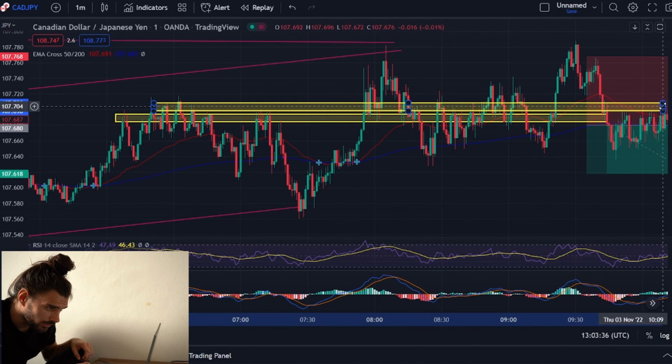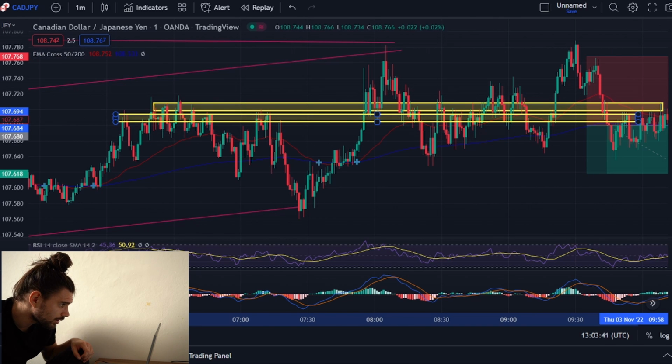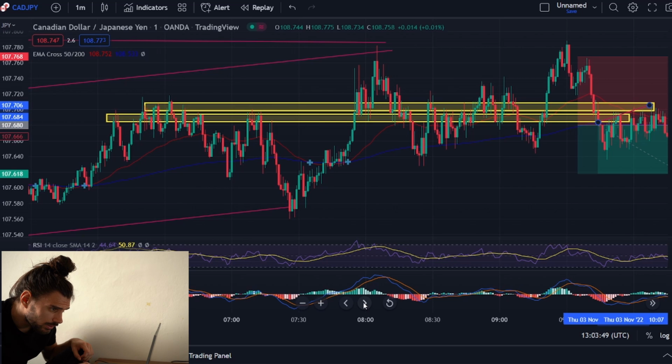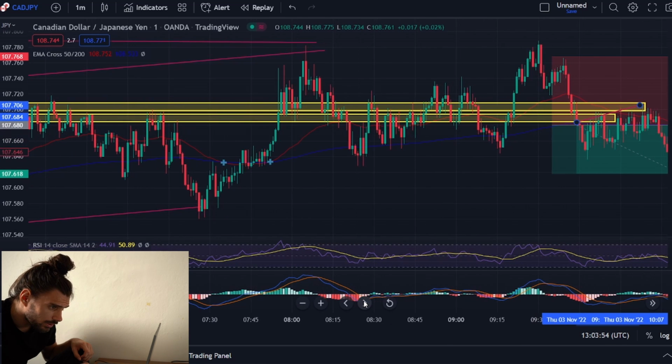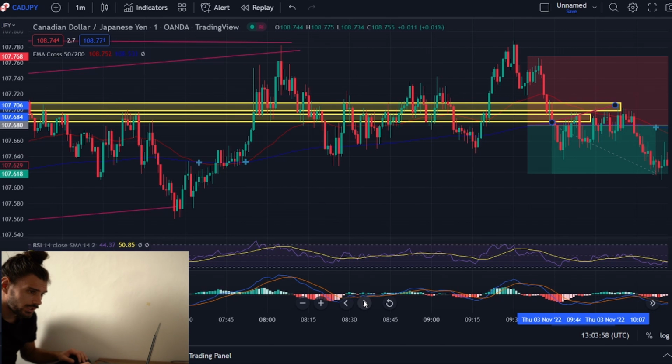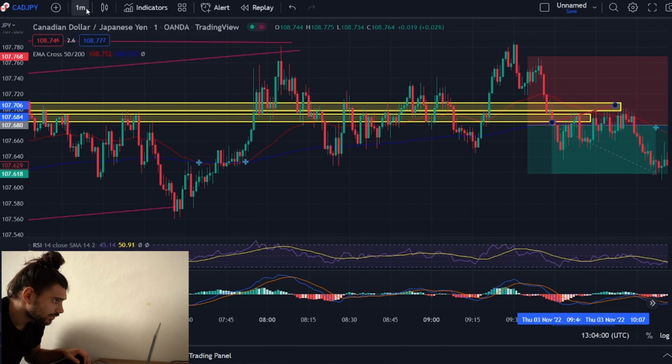So here now I'm looking for an entry right around here once the market pulls back, and I can see here on the 1-minute chart we are forming a bearish flag here as well. So now here I might enter my trade right around here. So now the market breaking the flag here. So now the market going to the downside, now going back to the bigger time frames.